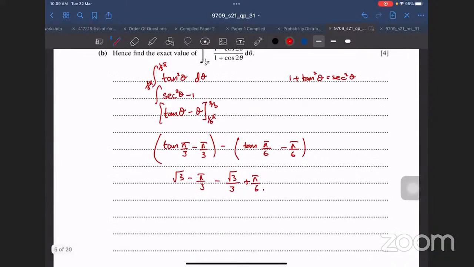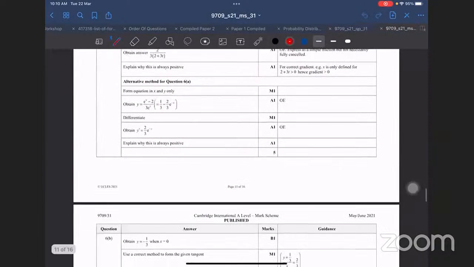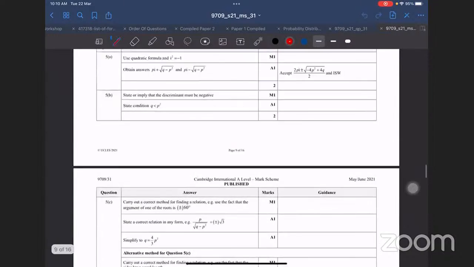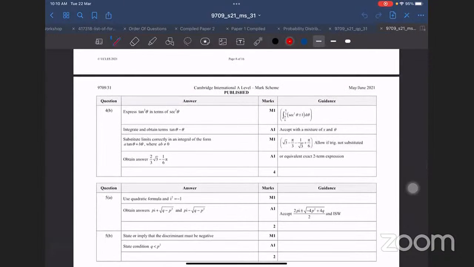Okay, so √3 minus √3 over 3 gives me 2 √3 over 3. And pi over 3 minus pi over 6 gives me minus pi over 6. Let's check if our answers are correct. Yes, they're correct.